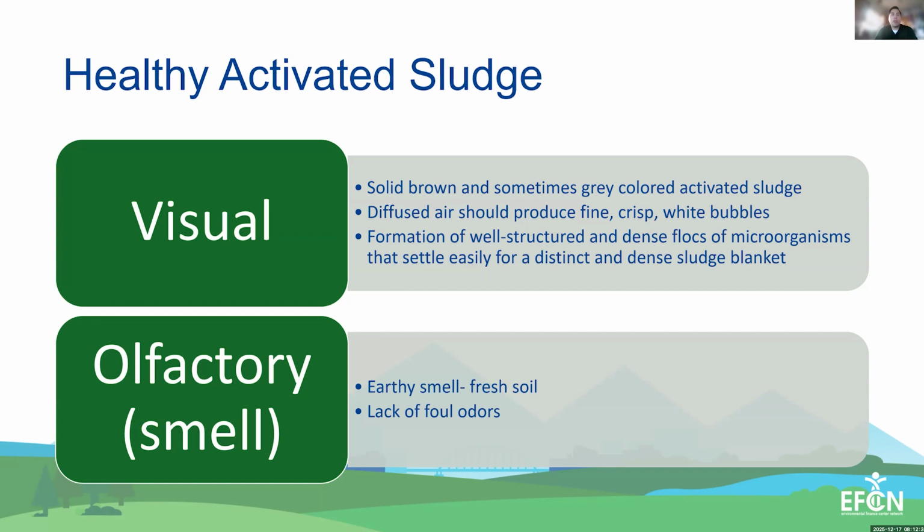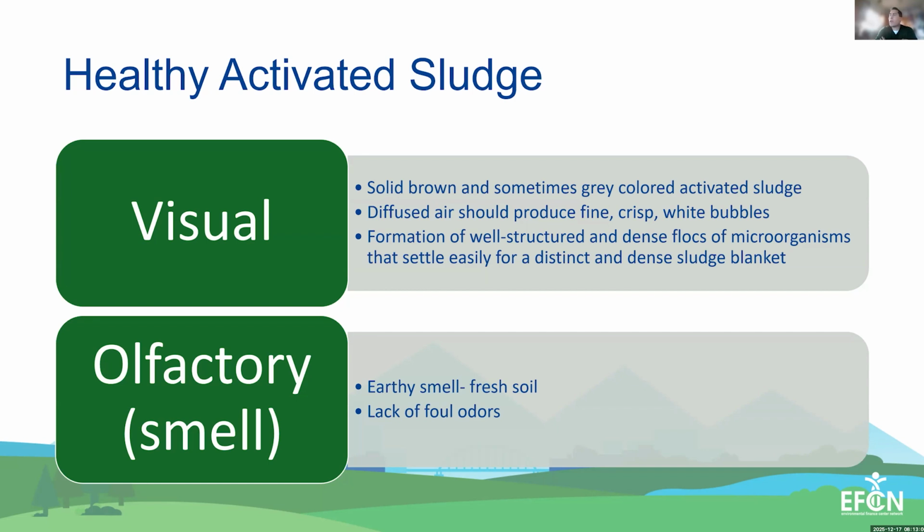So the first characteristics I'll talk about are the visual ones. The first is color. A lot of times your activated sludge should be a solid brown and sometimes grayish color. Diffused air should be visible. A healthy DO level would be indicated by fine, crisp white bubbles, and these will not be discolored bubbles, or you won't see an oily sheen.